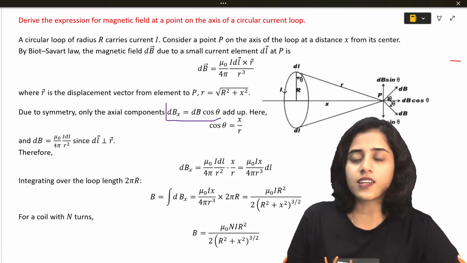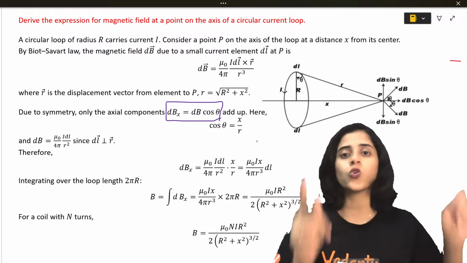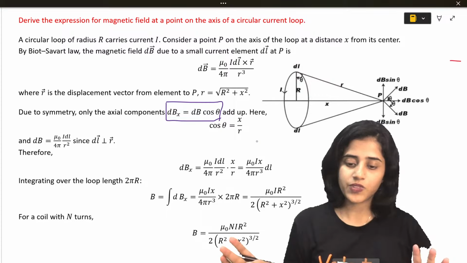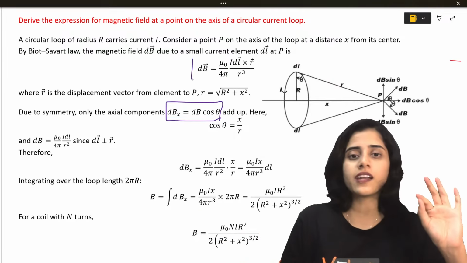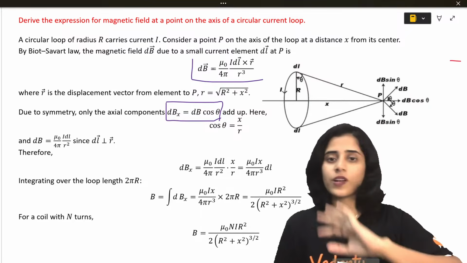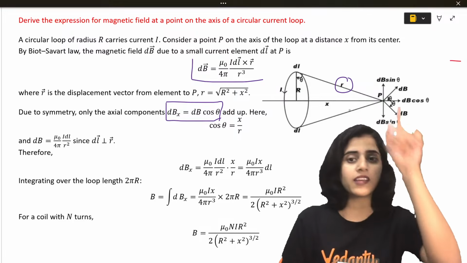That is why here it's written dBx is dB cos theta. That's the only magnetic field the loop experiences. Okay, that's the only magnetic field the loop will experience. And you start by writing Biot-Savart's law. dB is equal to all that Biot-Savart's law you write, and then you will find out R using Pythagoras theorem.